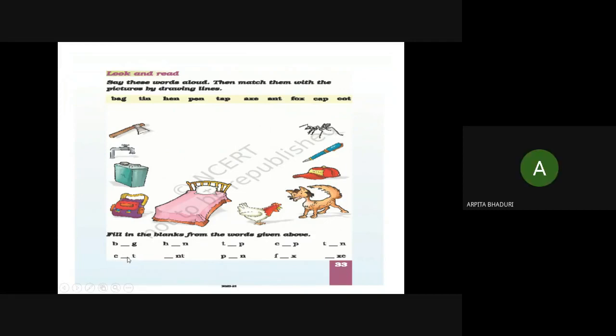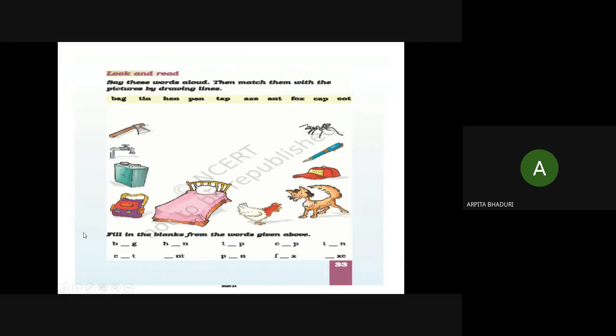Ma'am, this is a little half visible. C-T, we have to put O here, so it will be caught. Okay. Can you not see the screen? Ma'am, it is visible actually. Only the bottom half portion is cutting, but okay, it is visible. I can read the word. Yes, you are correct. It will be caught. So, which letter will come here? O will come here.